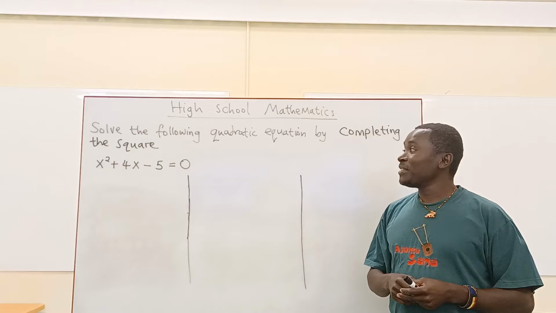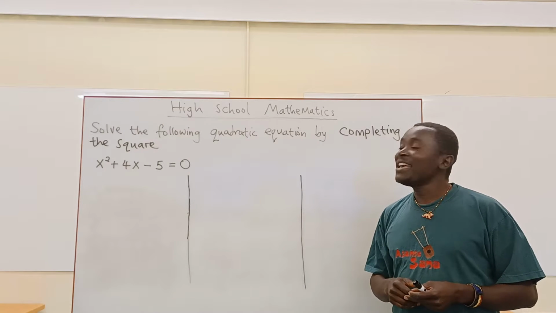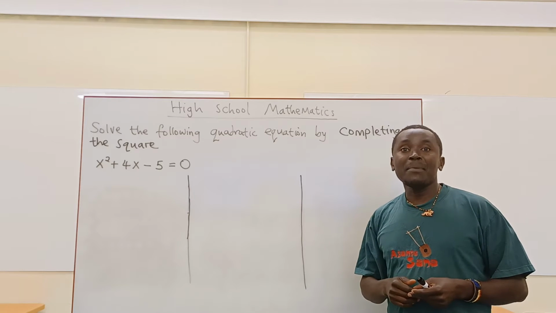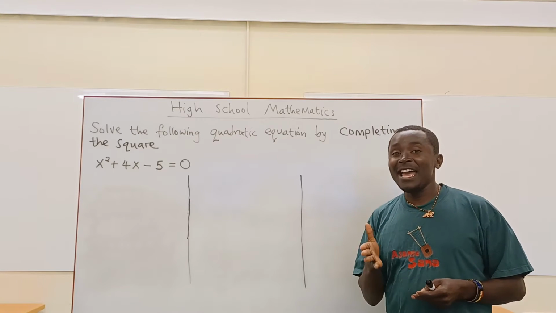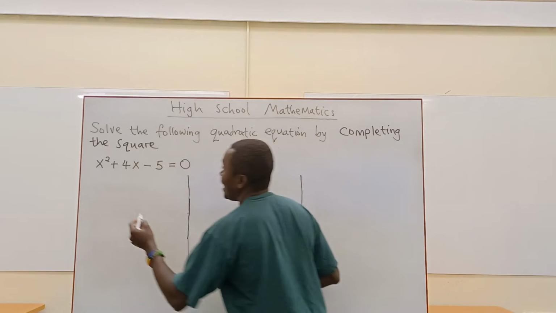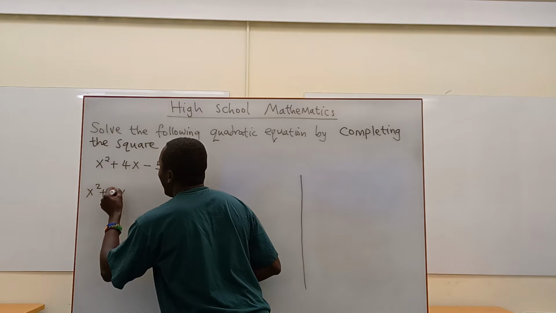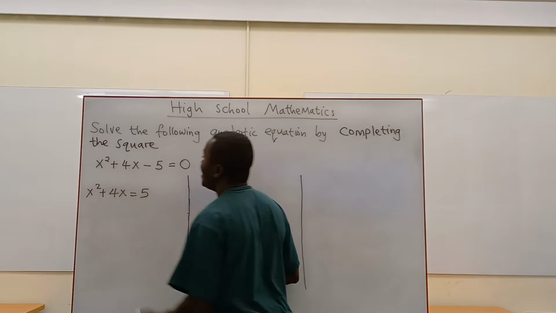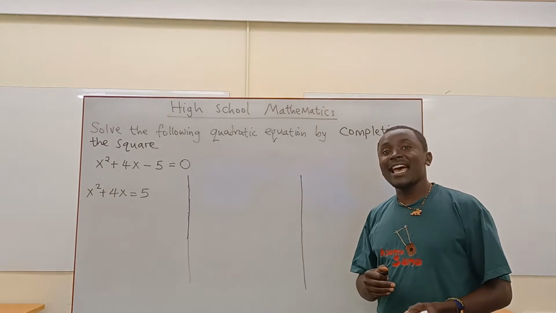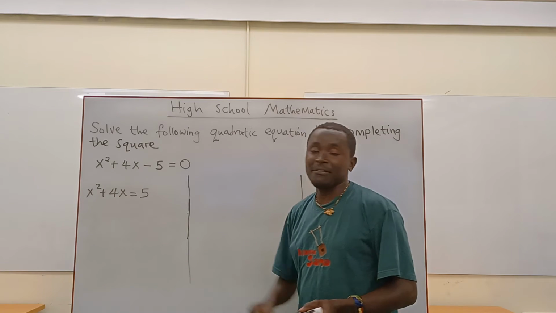The quadratic equation that we have here is x squared plus 4x minus 5 is equal to 0. So the first step here is to take negative 5 to the other side of the equal sign so that you can have something like x squared plus 4x is equal to 5. The moment negative 5 crosses over to the other side of the equal sign, it becomes positive, and that's why we have a 5 here.